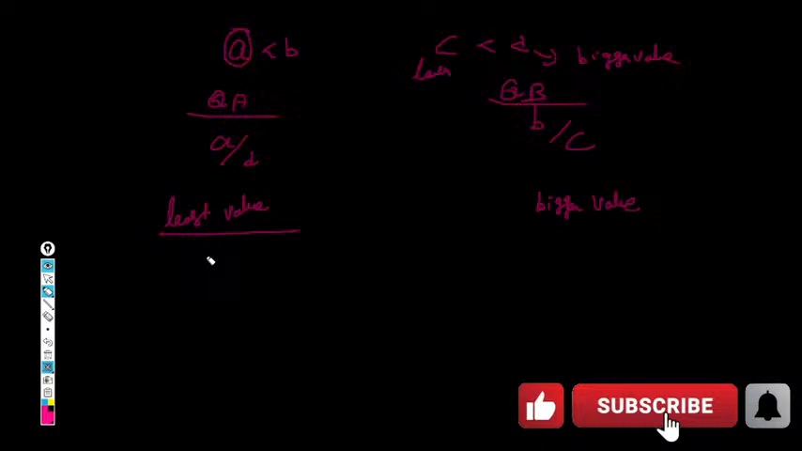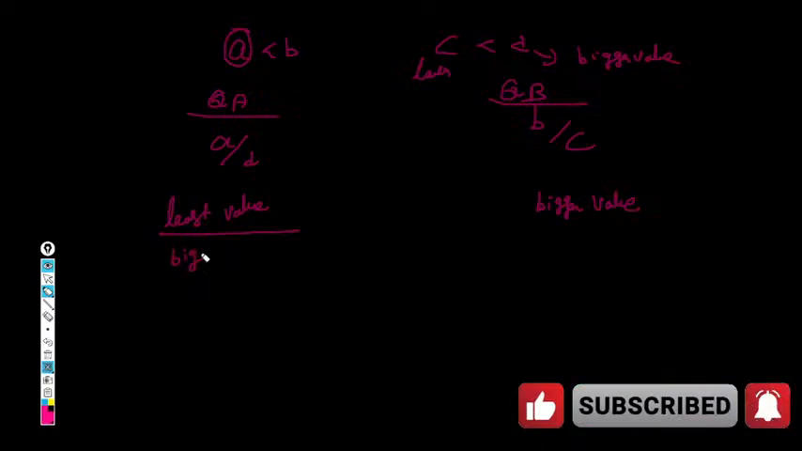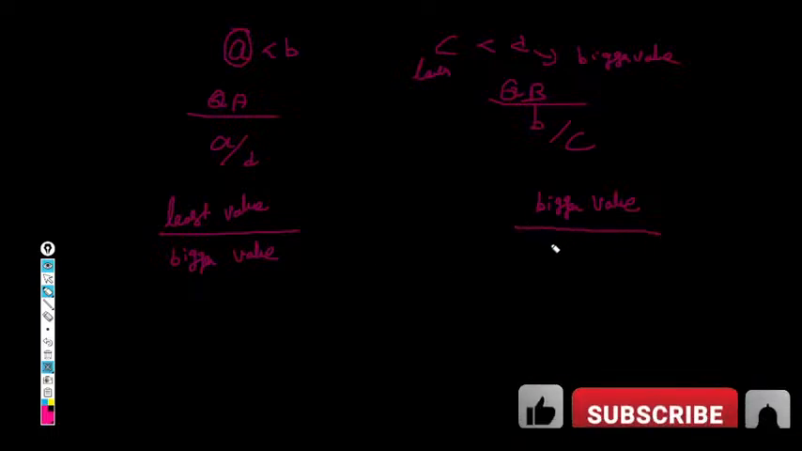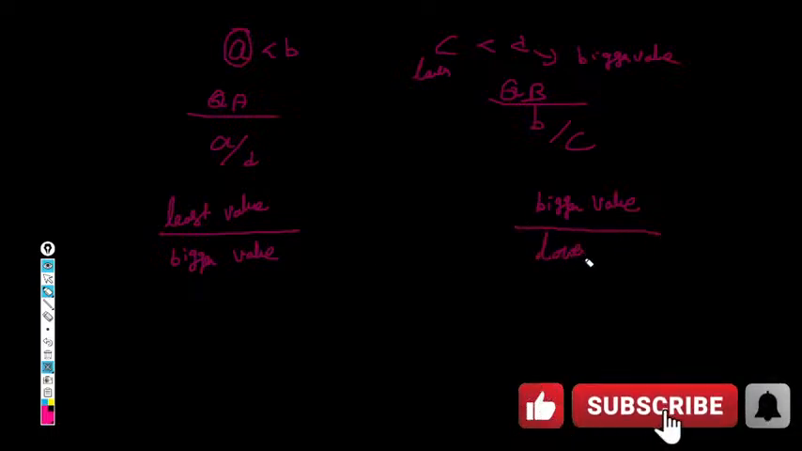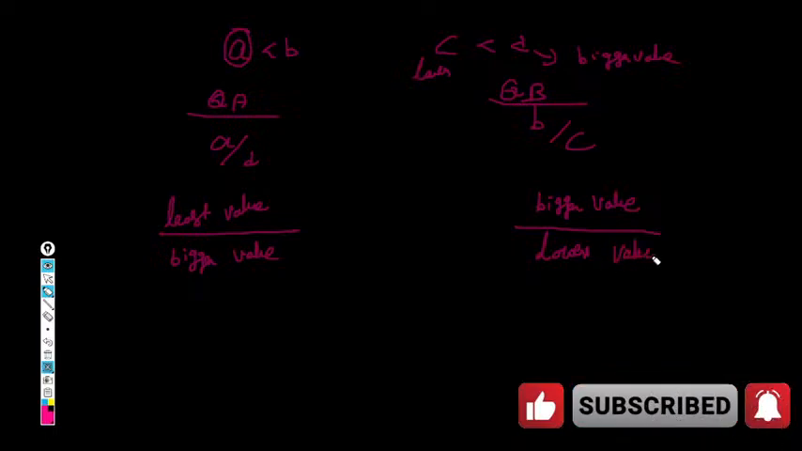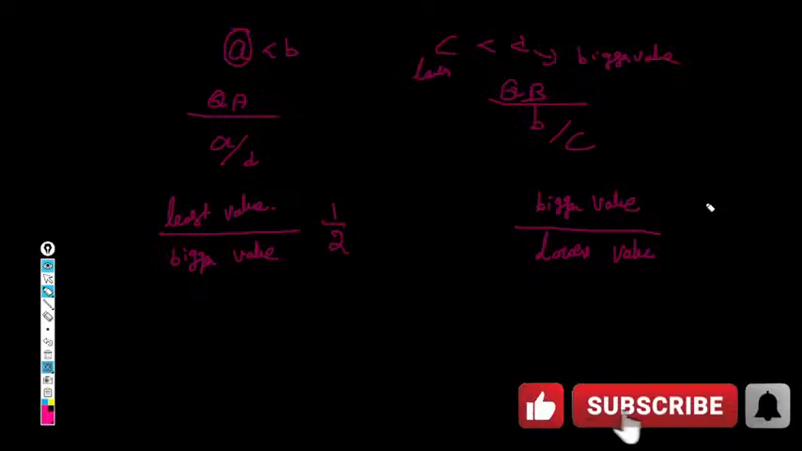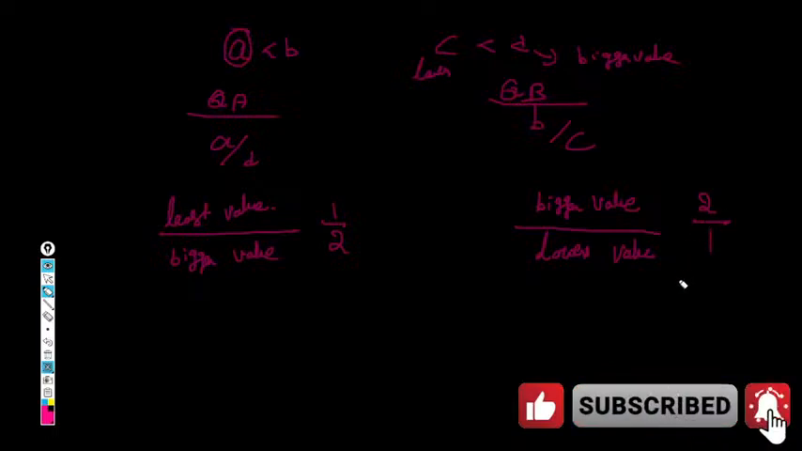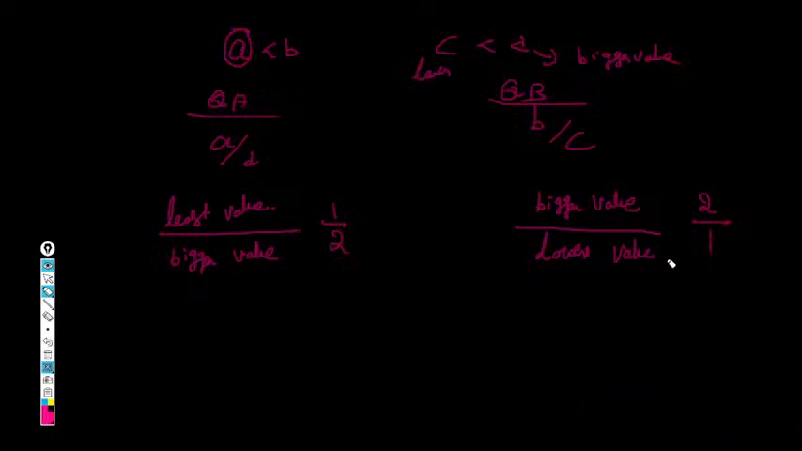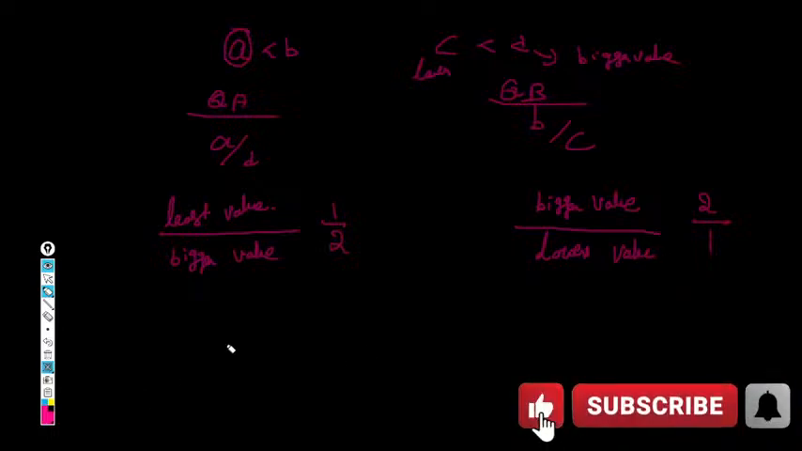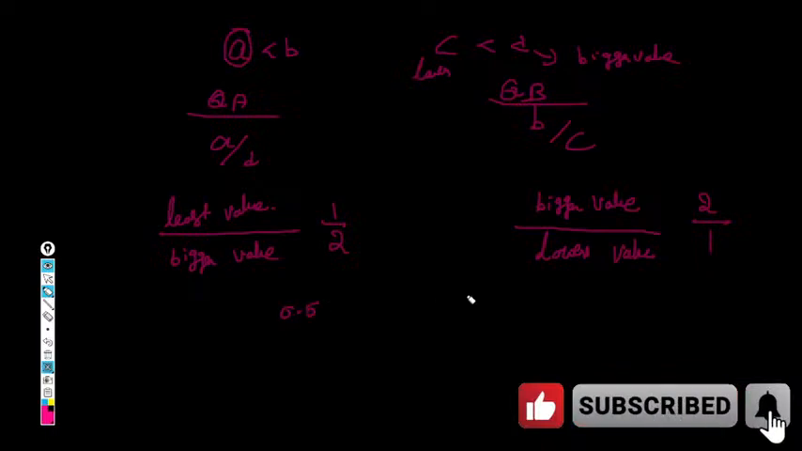So quantity A is least value by bigger value, and quantity B is bigger value by least value. Least by bigger, let's assume something like 1 by 2. Bigger by lower, something like 2 by 1. In this comparison, I know quantity B is always greater, because 1 by 2 is 0.5 and this is 2. So I can say quantity B is greater.